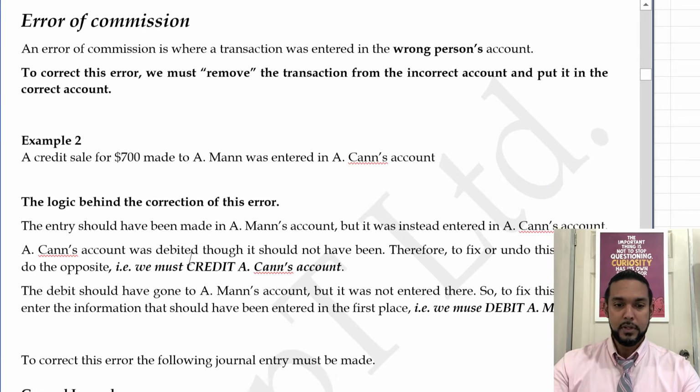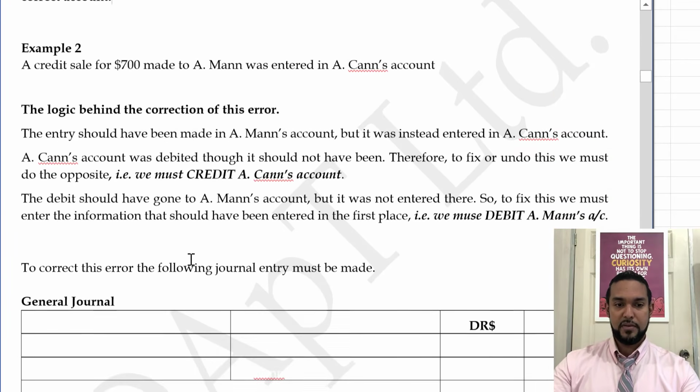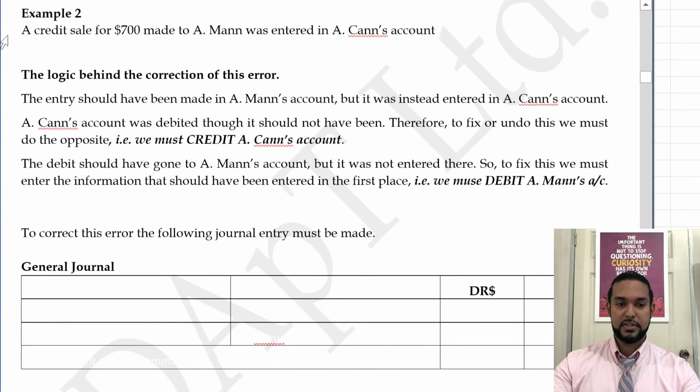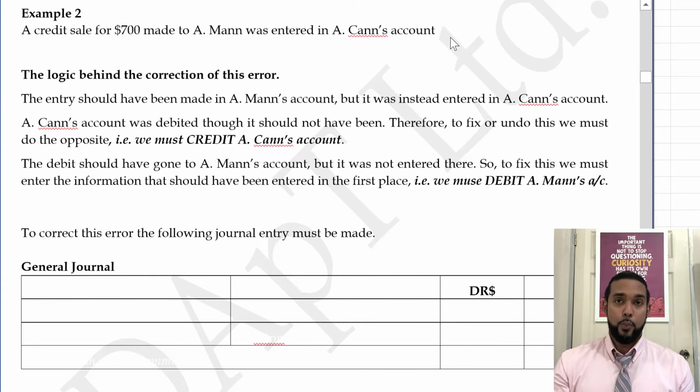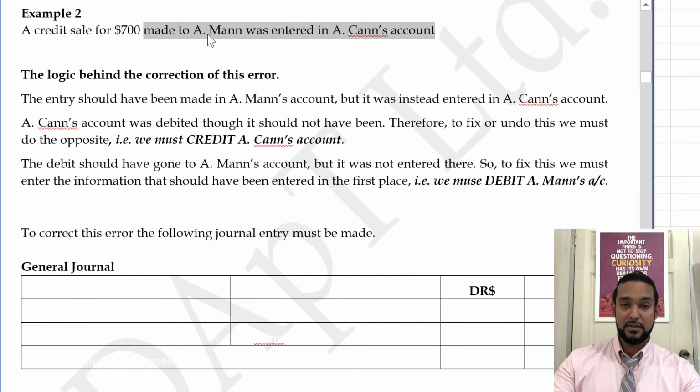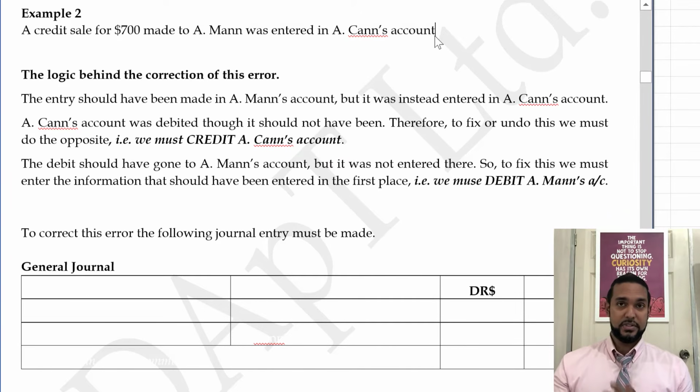All right, cool. So, like I was saying, we have an example too. It says a credit sale made to A Man was entered in A Can's account. A credit sale will require a debit to the debtor and a credit to the sales account. So where it says a credit sale made to Man was entered in Can's account, it means that the error was on the side of the debtor's account. The sales account was credited, that's fine, right?